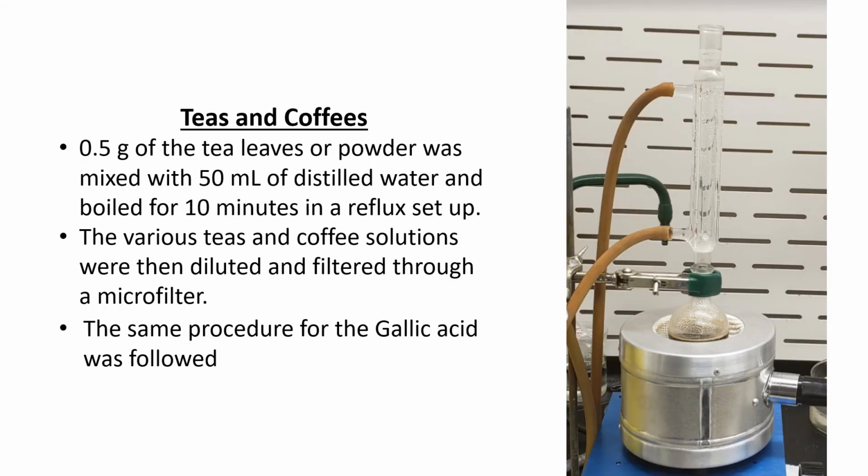For the teas and instant coffees, we weighed 0.5 grams of the tea leaves or powder mixed with 50 milliliters of distilled water and boiled for 10 minutes in reflux. Then they were diluted and filtered, and the same procedure for the gallic acid was followed.